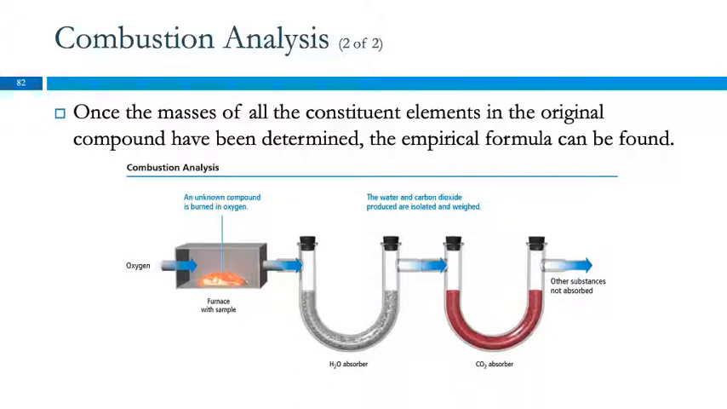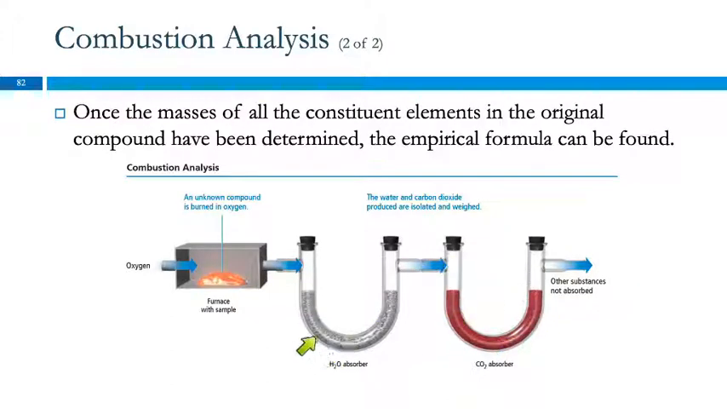So this is a sketch of an apparatus to do combustion analysis. You've got a furnace in here, you've got the compound, you stick it in here, and you've got oxygen flowing in because oxygen is necessary for combustion. You heat it to ignite it, and it burns. All of the gases given off come out and go through these tubes.